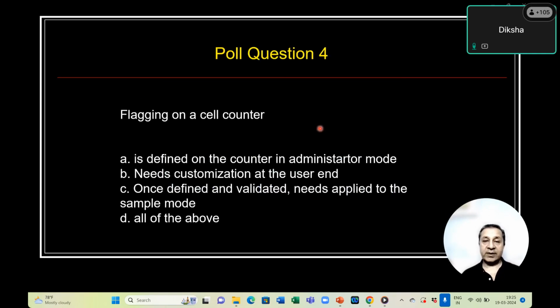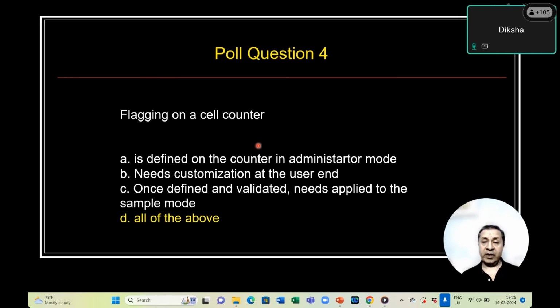So that gets us to the next question regarding flagging on a cell counter. Cell counter flagging is defined on the counter in an administrator mode. It needs customization at the user end, and once defined and validated, needs to be applied in the sample mode, or the answer is all of the above. Obviously, in this particular case, the answer is all of the above.